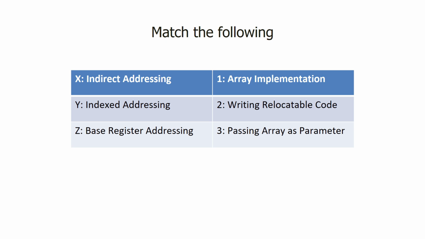Match the following. Indirect addressing mode is used for passing the array as parameter. Indexed addressing mode is used for array implementation. Base register addressing mode is used for writing the relocatable code.